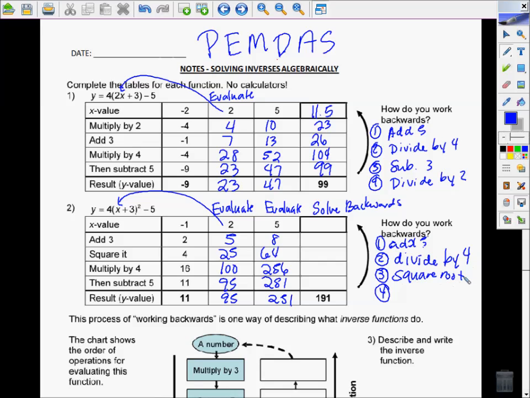And then, all right, so I'm going to start off with 191, and then I get 196. And then I divide it by 4 and I get 49, and then the square root of 49 is 7, and then I subtract 3 and I get 4.